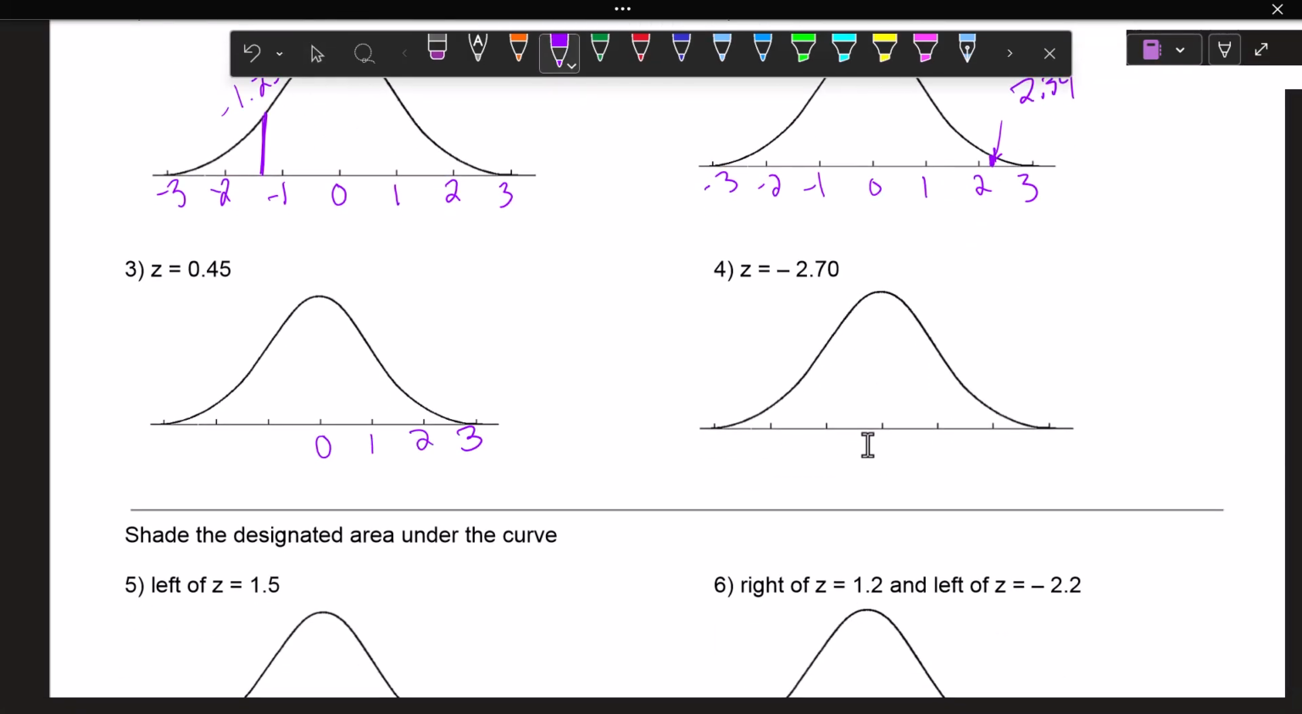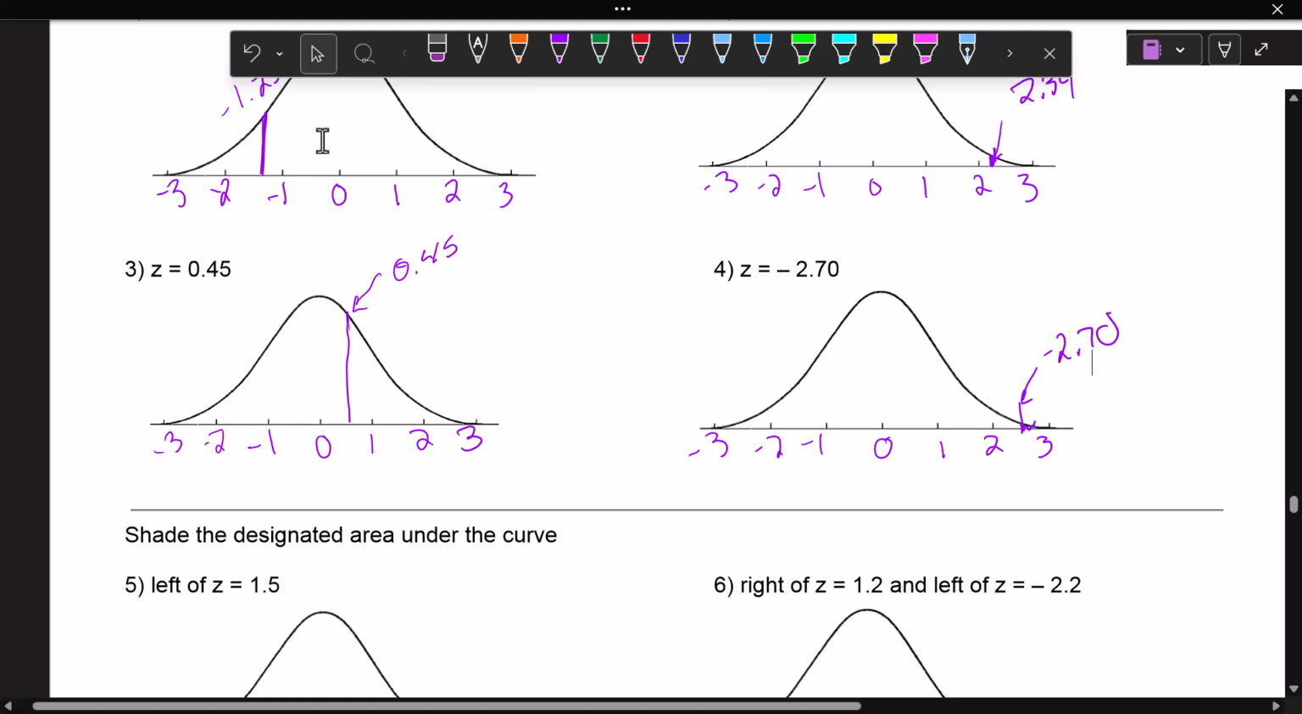A couple more of these so we get the hang of it and we can picture where everything is. 0.45, not quite halfway between 0 and 1, but a little bit before it. 0.45. And then lastly, we have negative 2.70. That's way over here. And that's negative 2.70. We just want to label what we're doing so we know what we've done.